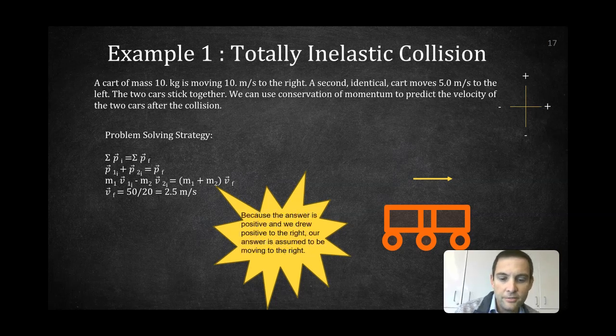Because the answer is positive and we drew positive to the right, that means we are moving to the right after this collision. And that makes sense because we have more momentum moving to the right than we do moving to the left in the beginning.